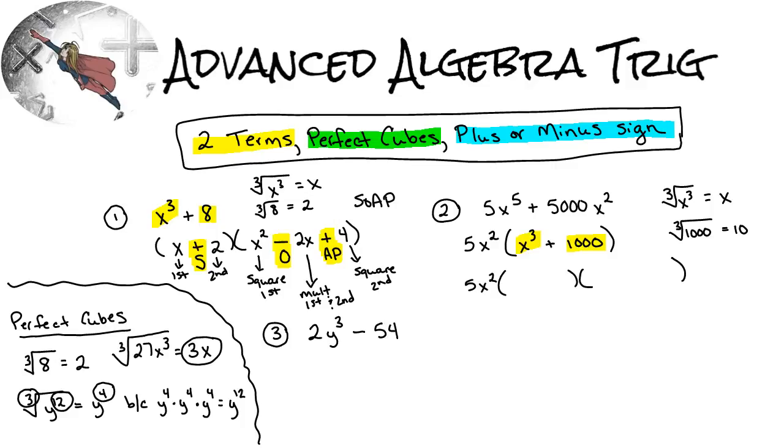So I put the cube roots into the first parenthesis: x plus 10. Plus, because that's the same sign as the original. Now, I square the first, so that's going to be x squared. I multiply the first and second, so that's 10x. And I square the second term, which is 100. And then I can finish out the word SOAP, which means this will be a minus, and that's always positive, so that's a plus. And you're done.